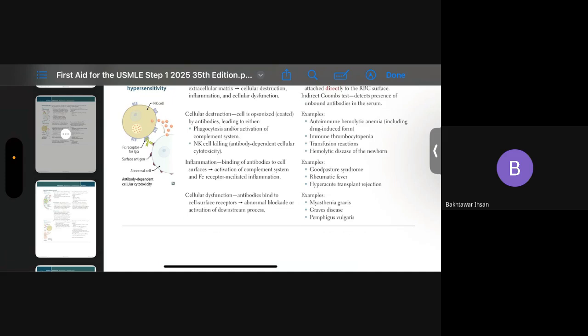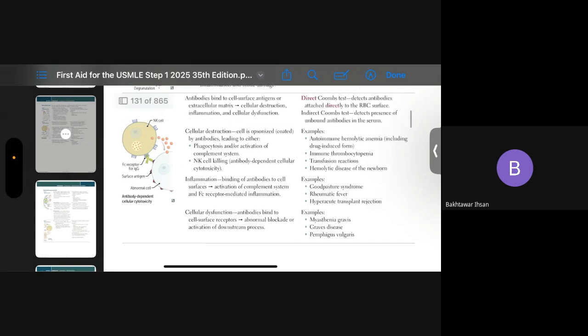We did Goodpasture syndrome, if you guys remember, in our renal section, right? Hemoptysis, hematuria. Remember, that was an example of type 2 hypersensitivity that I just told you, right? Hyperacute transplant rejection, we are going to do it in a bit, right? Rheumatic fever is going to be a topic of your MSK. Hemolytic disease of the newborn is going to be a topic of your current section, which we are doing, red blood cells, right?